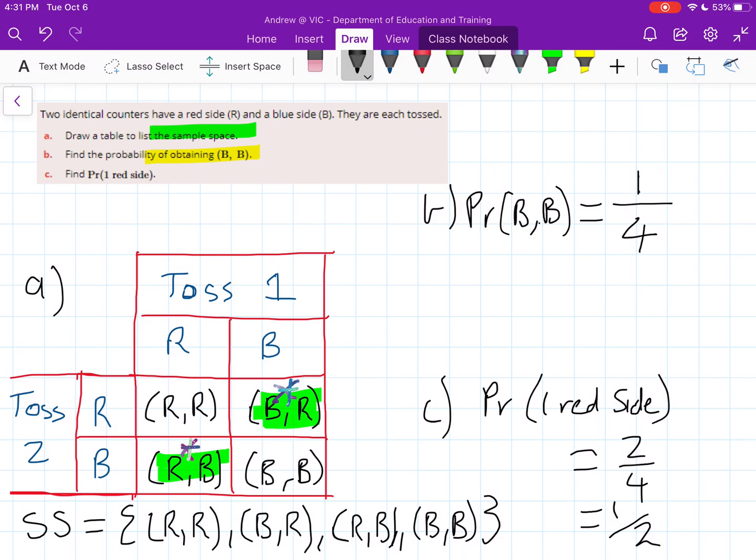So this is how we can use a two-way table or a two-step experiment and show these graphically. And hopefully this helps, and good luck.